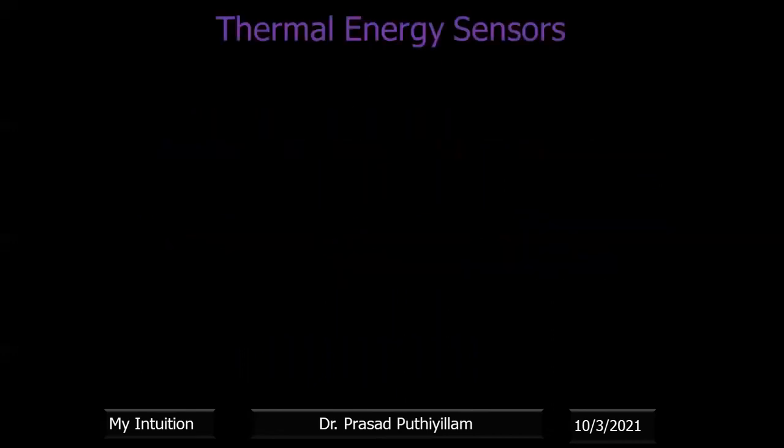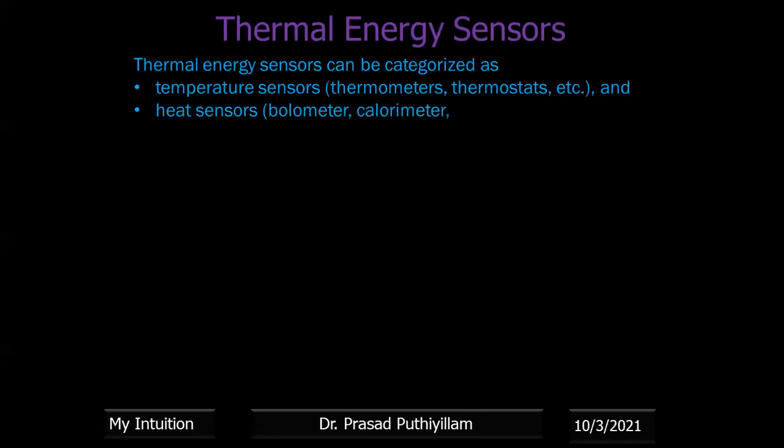Next one, that is thermal energy sensor. A thermal energy sensor can be categorized as a temperature sensor as well as a heat sensor. Now it is very clear what thermal energy is. It uses thermal energy, it may be temperature as such, or it may be heat. Based on temperature, we have sensors like thermometers and thermostats, all of which are called temperature sensors. Heat sensors, for example bolometer, calorimeter, heat detector. We studied in basic engineering the bomb calorimeter, where the heat produced is measured.